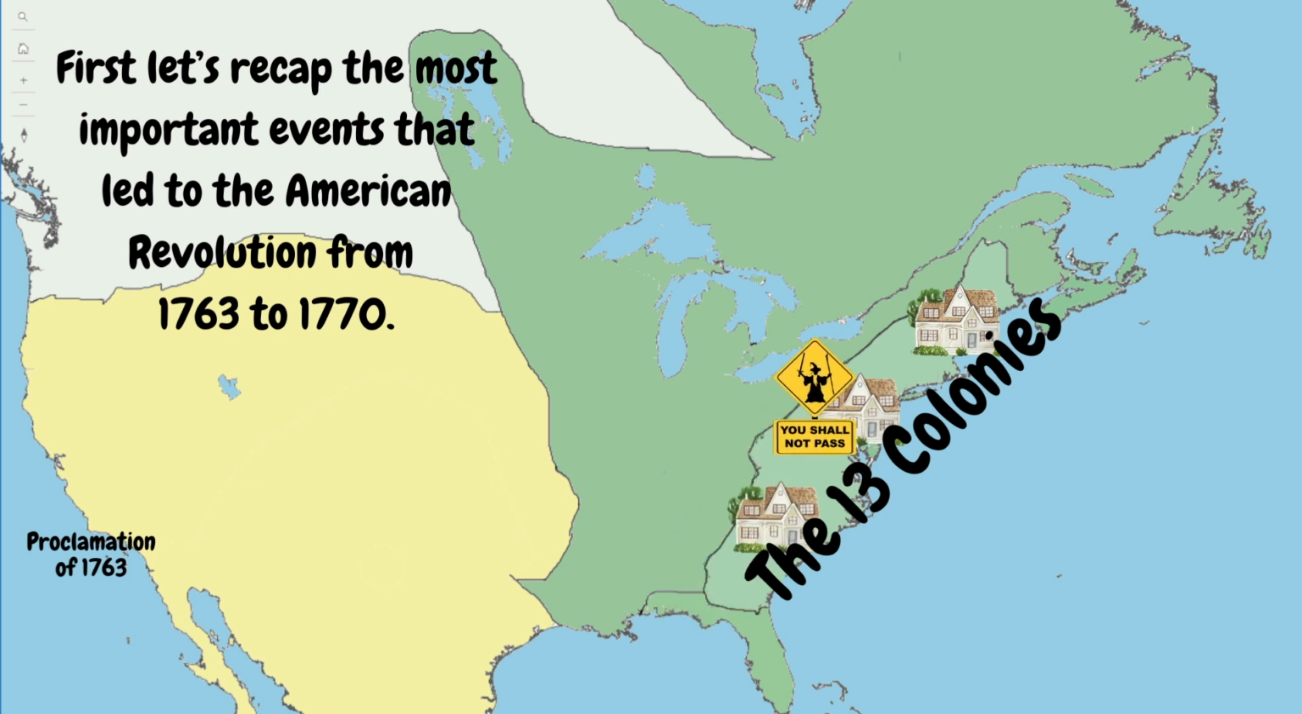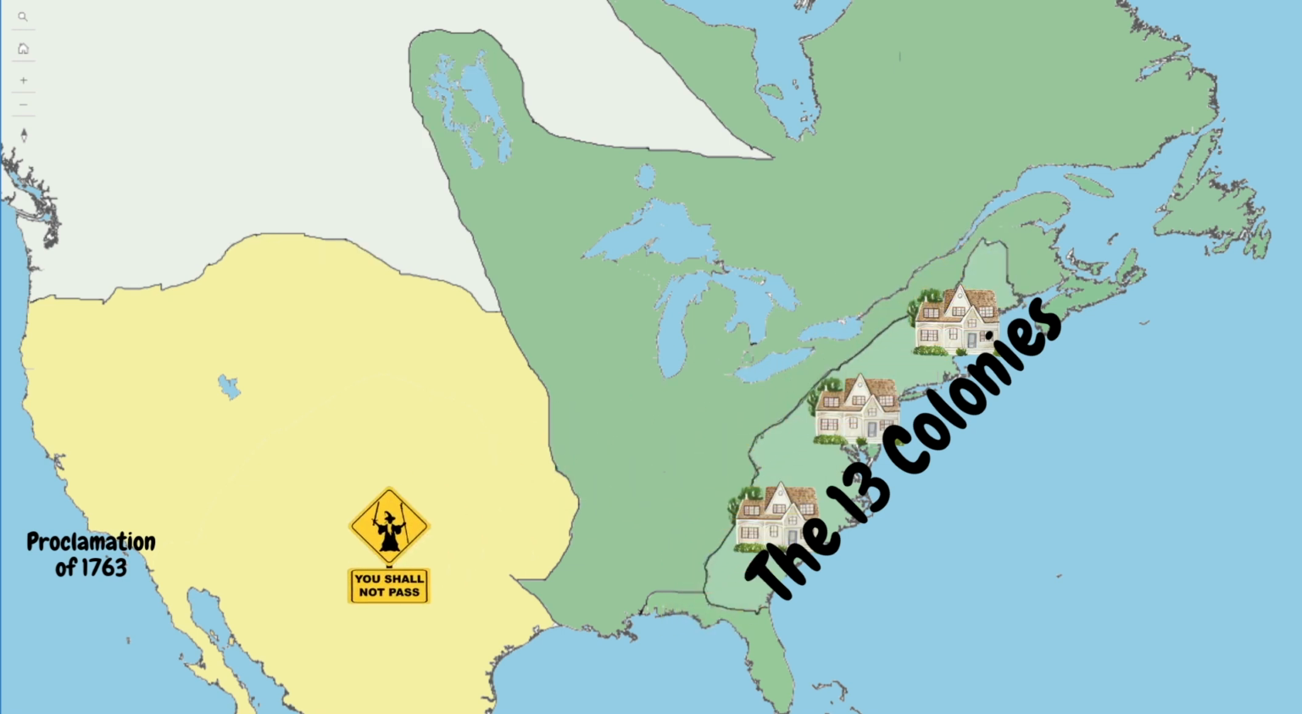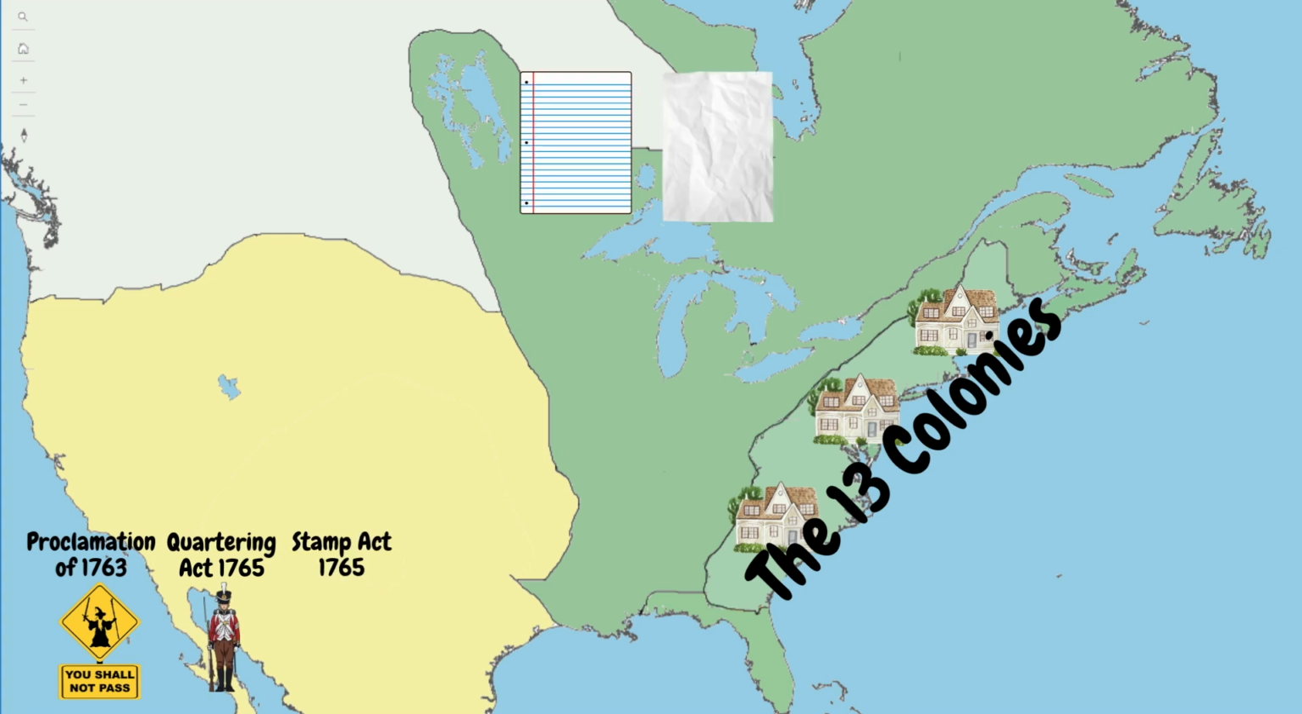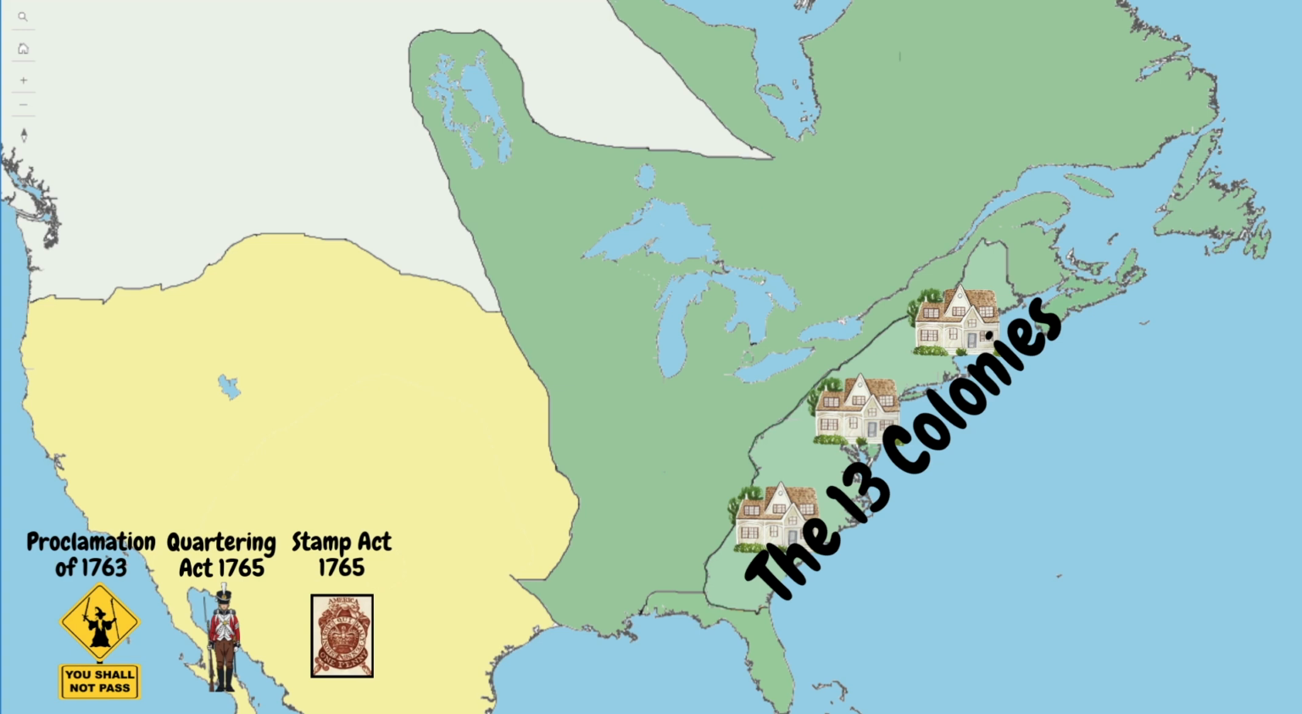Now let's recap and explore some things that led to the American Revolution. Firstly, there was the Proclamation of 1763, where the colonists were not allowed to explore the new lands. Next came the Quartering Act, where British soldiers were put in people's homes and colonists were forced to house them. Then came the Stamp Act, which was a tax on all kinds of paper products. This made the colonists super mad, because they didn't have representation in Parliament.